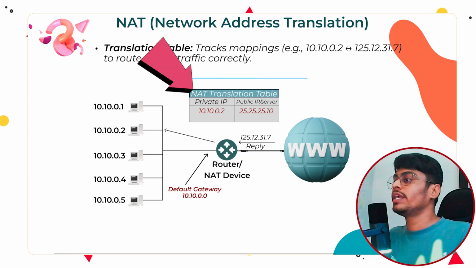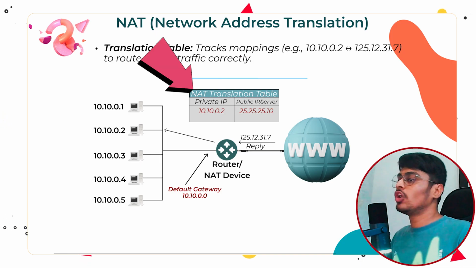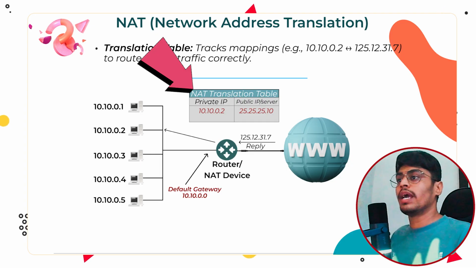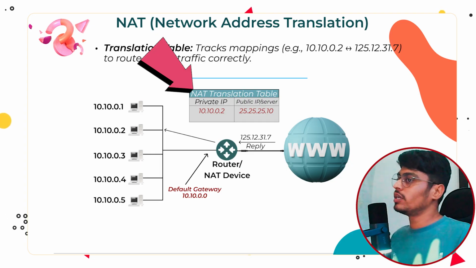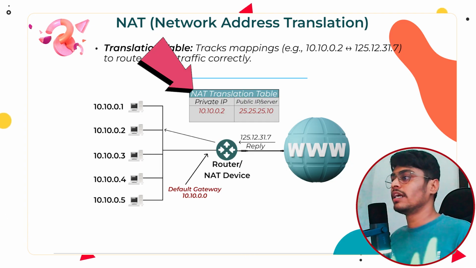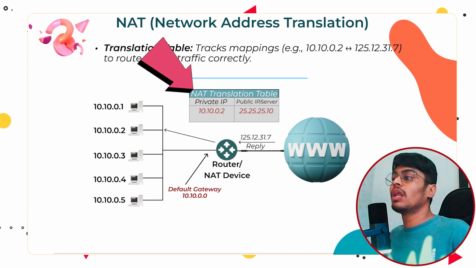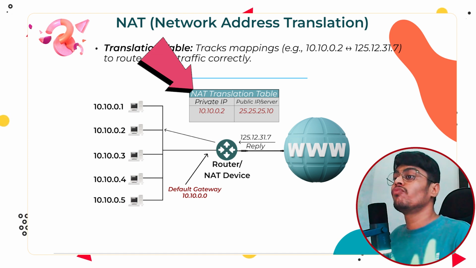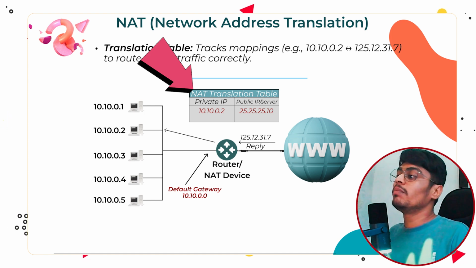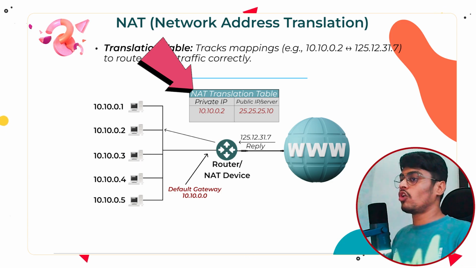Now when the packet is going out, it makes an entry: 10.10.0.2 has to access 25.25.25.10. Okay, it has to access that. So the packet went out. Now when the packet returns, this one will be written in the source, so it will make the destination this one. That's how the communication will be done.